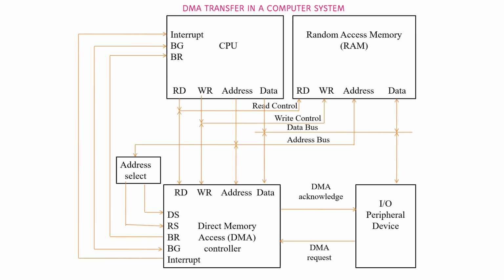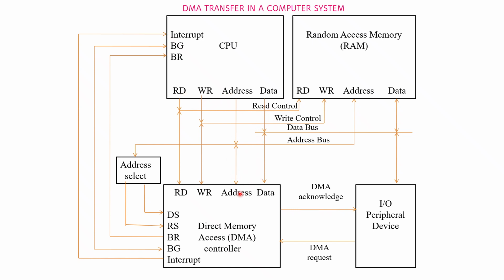The position of the DMA controller among other components in a computer system is illustrated here. The CPU communicates with the DMA through the address and data buses as with any interface unit.